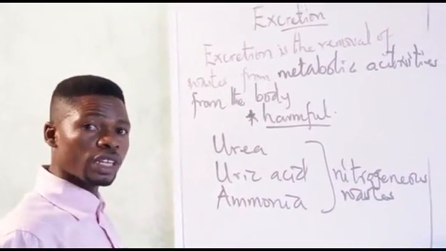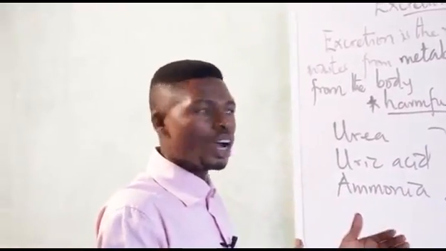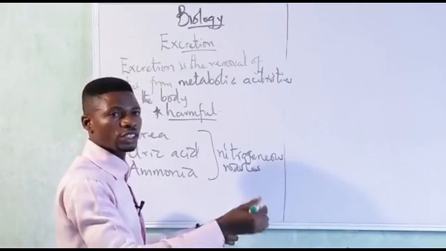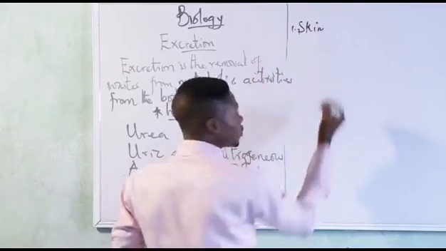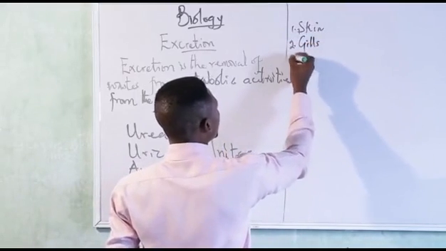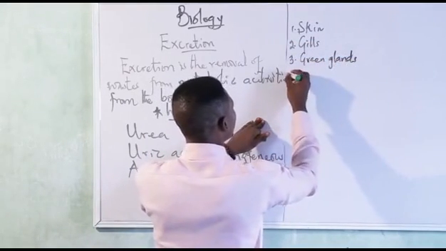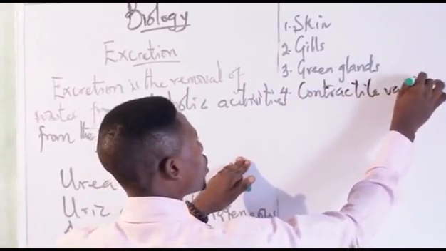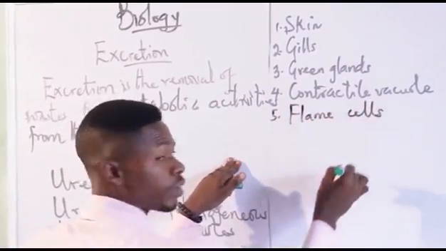But it is also important for us to quickly take a look at the organs that are important in the removal of these waste materials in the body. Let's quickly list a few of these organs. Number one, you have the skin. Number two, you can have gills. You can have green glands. You can have a contractile vacuole. You can have flame cells. These are very, very important too.